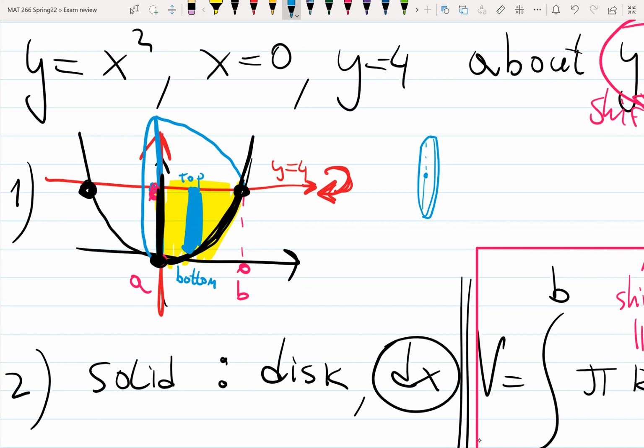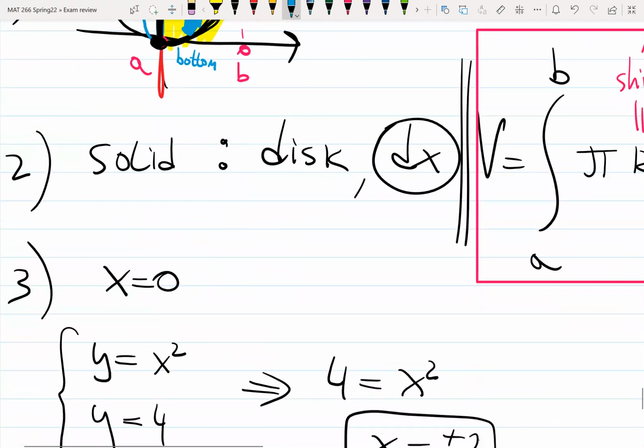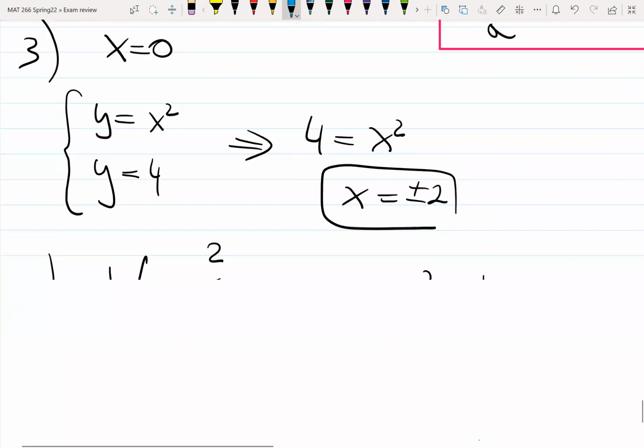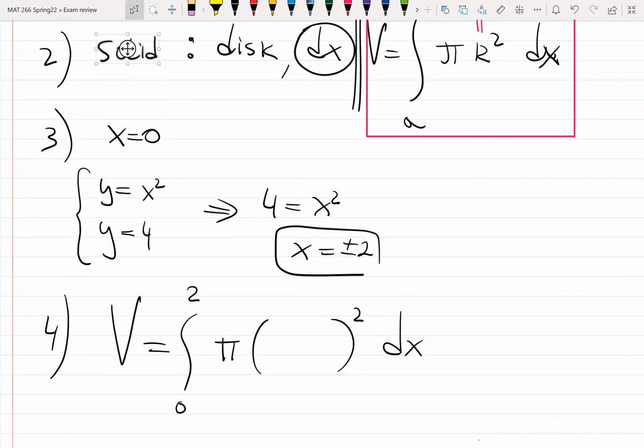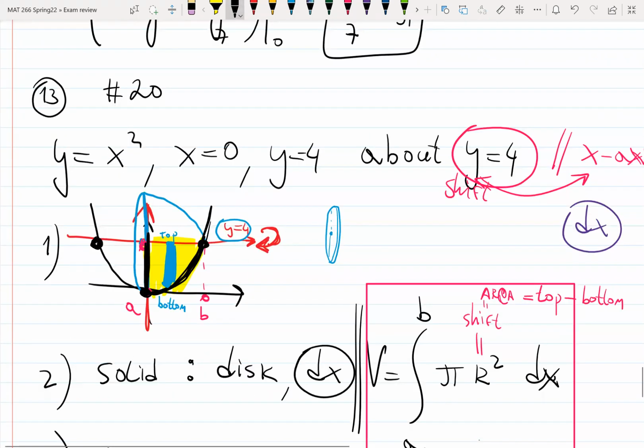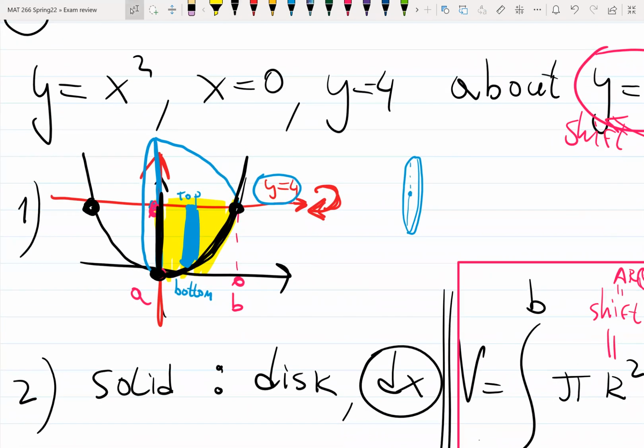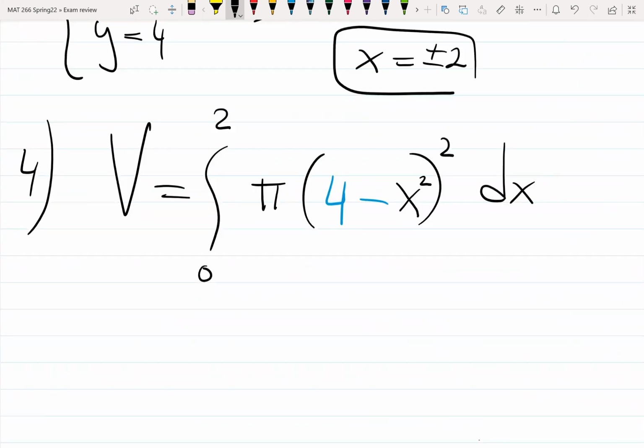So how to express all these different radii? Function on the top minus function on the bottom. Function on the top is y equals 4, which comes from the shift. Some students just memorize that there's always going to be a shift involved in these calculations. And the other one is not 0. The other one is the parabola, y equals x squared. So minus x squared. Check: there should be no y variable inside of this integral because it's the x case.